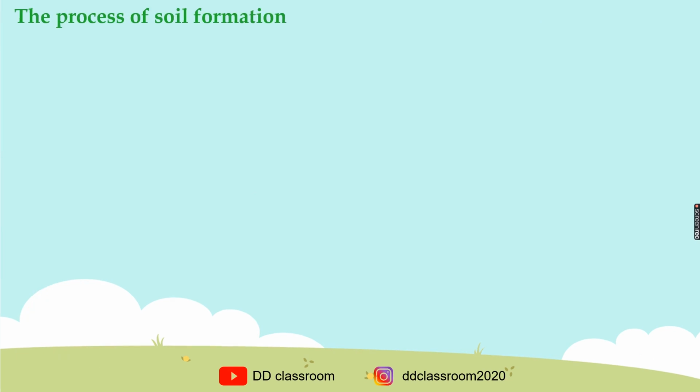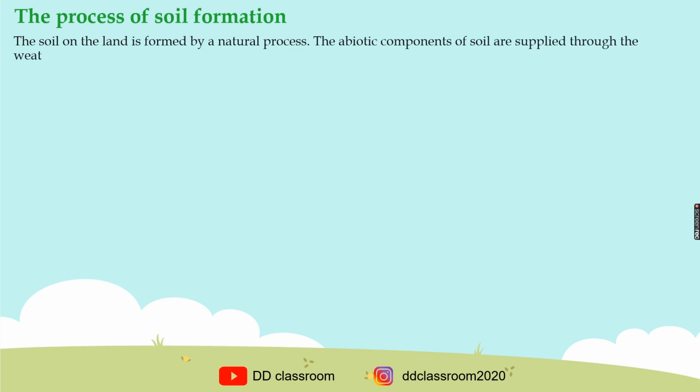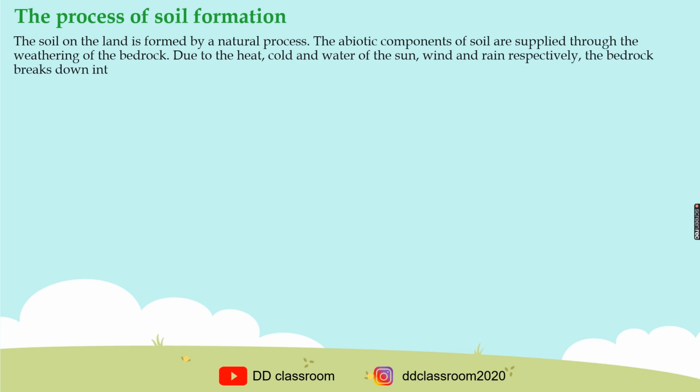The process of soil formation. The soil on the land is formed by a natural process. The abiotic components of soil are supplied through the weathering of the bedrock due to the heat, cold and water of the sun, wind and rain respectively. The bedrock breaks down into pieces. Stones, sand and soil are formed from these pieces.